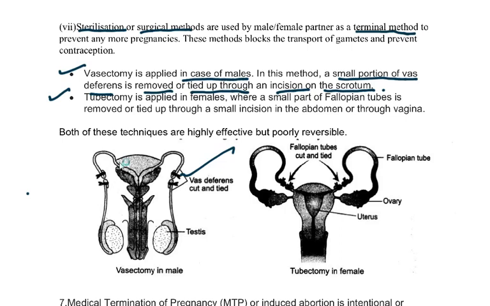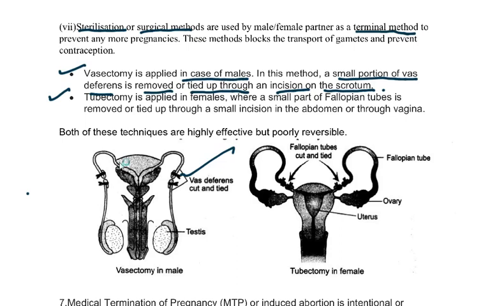They are tied with nylon thread so that the sperms cannot move further towards the seminal vesicle. Stimulation ends, as a result of which the testes retard the formation of sperm. The semen coming from the penis of the male does not contain sperm cells. It may contain other fluid, but the sperm cells are not there.